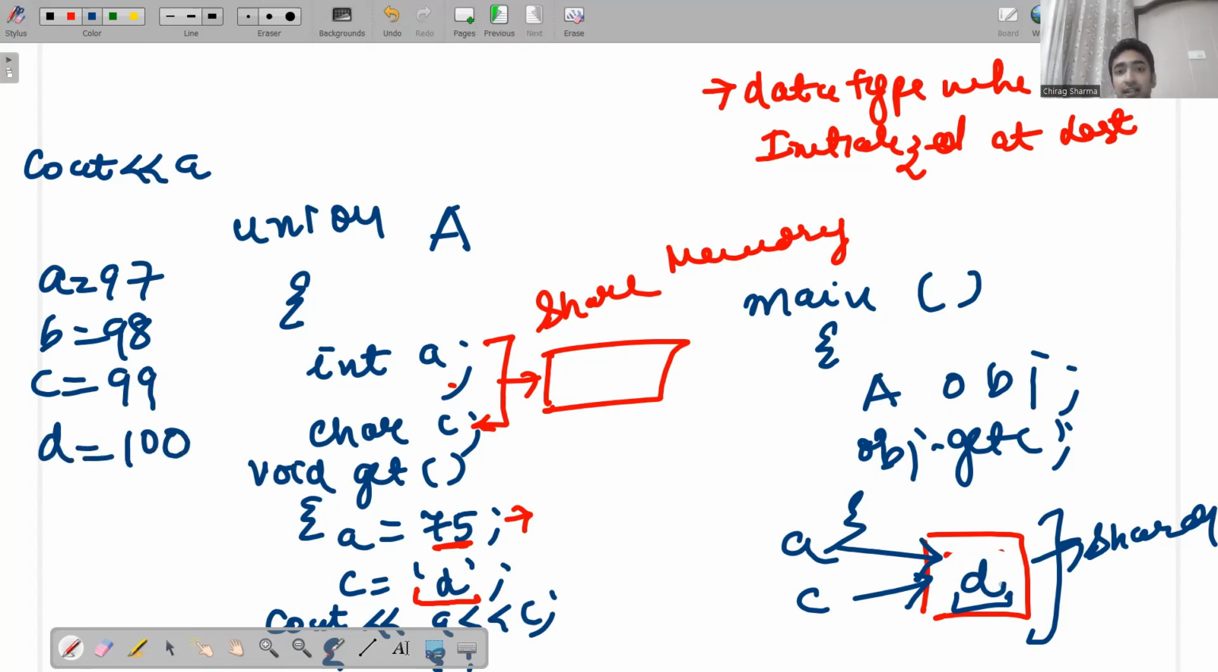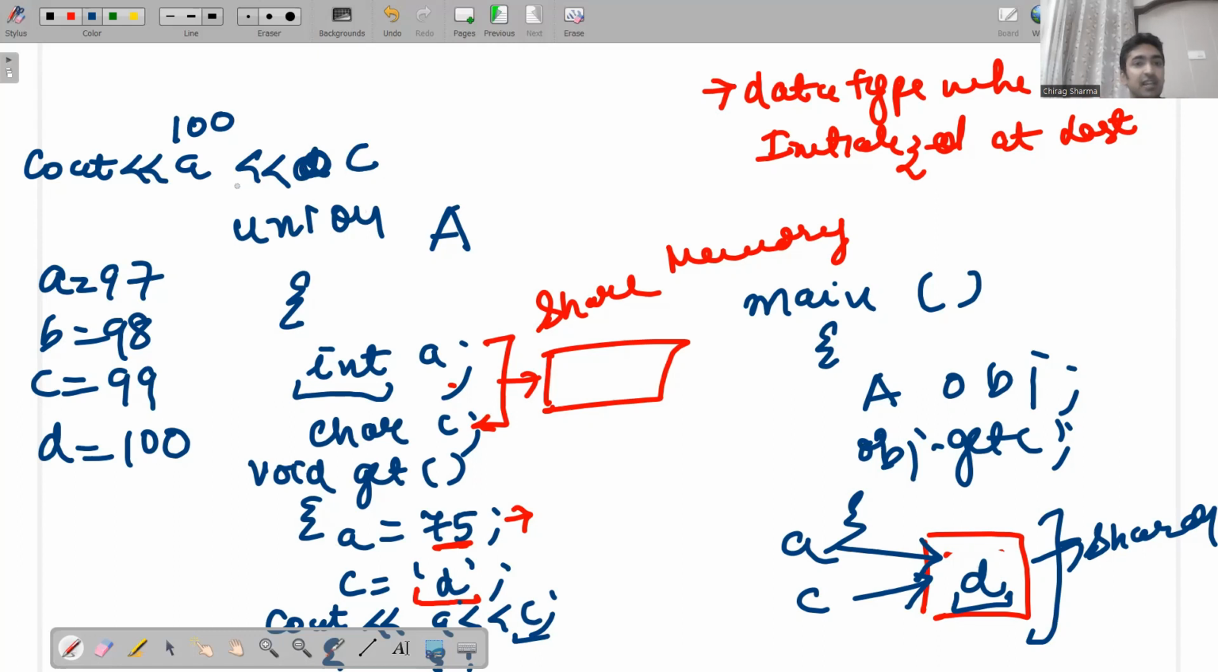So since D is shared by A as well as C data members, cout A would be the D value in integers. Because A is declared as an integer, it cannot be written as D, but it will be written as 100. Why? Because over here 100 is the ASCII value for your D character. So that's what you have got. And yes, C value was given D, so it will display D.